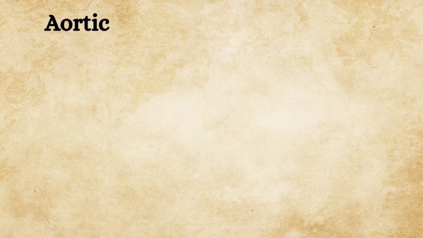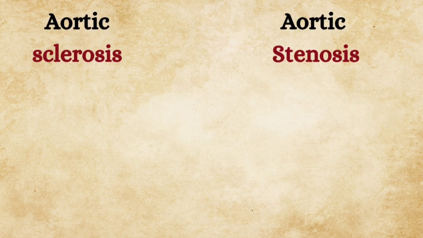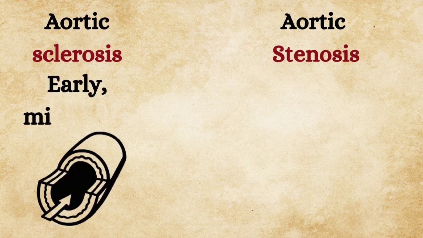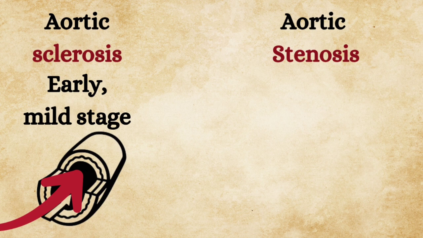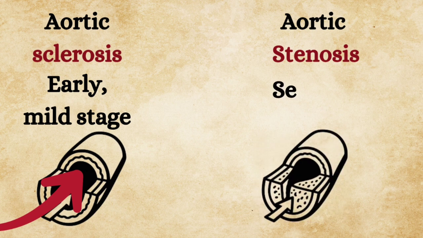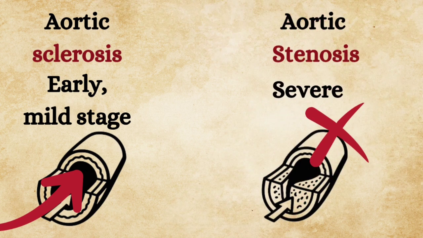Let us understand aortic sclerosis and stenosis. Aortic sclerosis is an earlier, milder stage where the valve thickens but doesn't significantly obstruct blood flow. Aortic stenosis is the more severe stage where there's a significant obstruction.